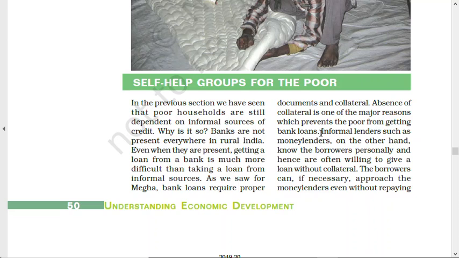Understand this. Informal lenders such as moneylenders, on the other hand, know the borrower personally because they live in the same area, in the same village, right? Where will you go? You have your house, you may be having some cattle also, you have a small piece of land also. So in case you don't pay, I will take that. And hence they are often willing to give a loan without collateral.